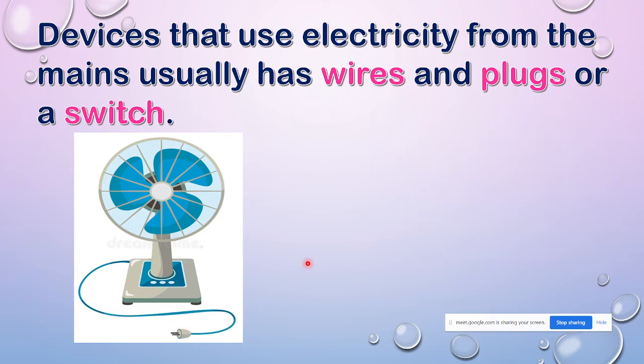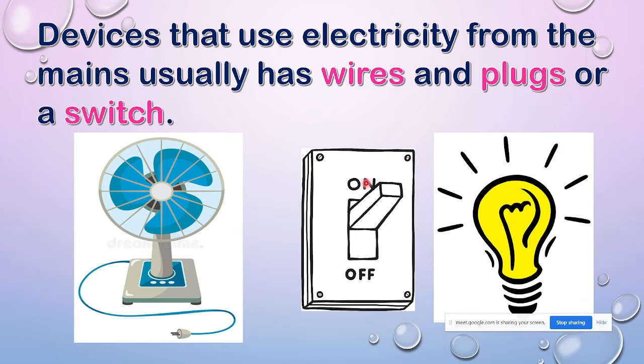Or just by using a switch, because the switch of your light, the switch of your light bulb, is also connected to the mains. It means it is also using electricity from the power station because this one is connected to your wall, right? And the electricity is inside the wall. The wires are inside the wall. So this one is also using the mains.